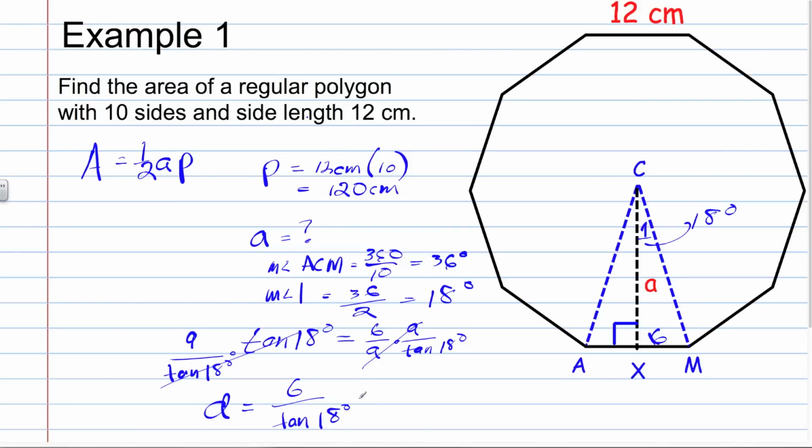So now I can substitute that in to here. So the area is equal to 1/2 times 6 over the tangent of 18 degrees times the perimeter, which is 120 centimeters. When I run that into the calculator, which I'm going to show you how to do here momentarily, you find that the final answer is going to be approximately 1,110 square centimeters.